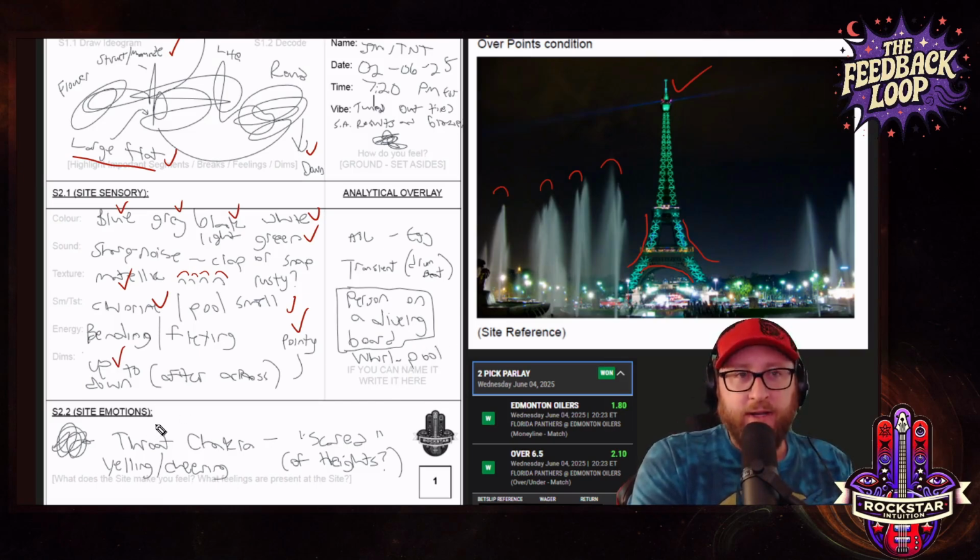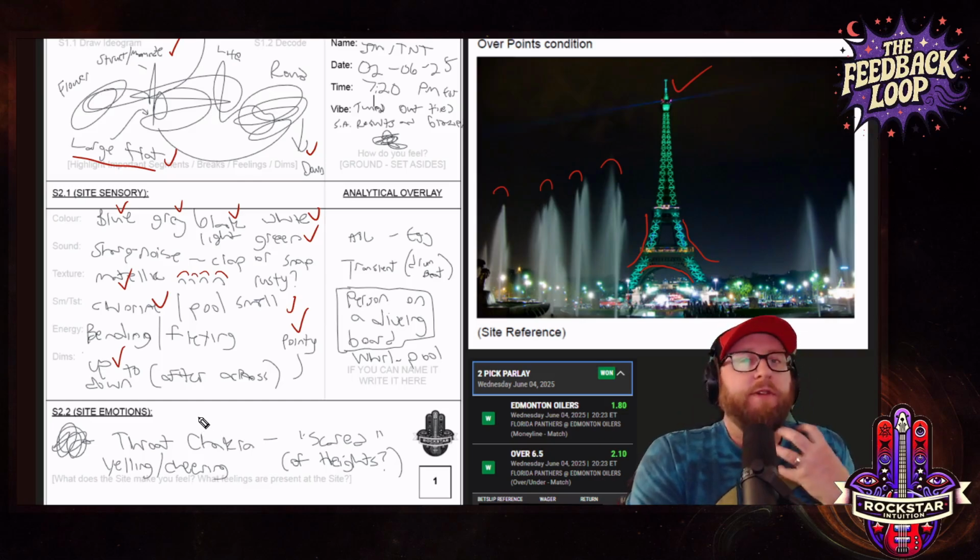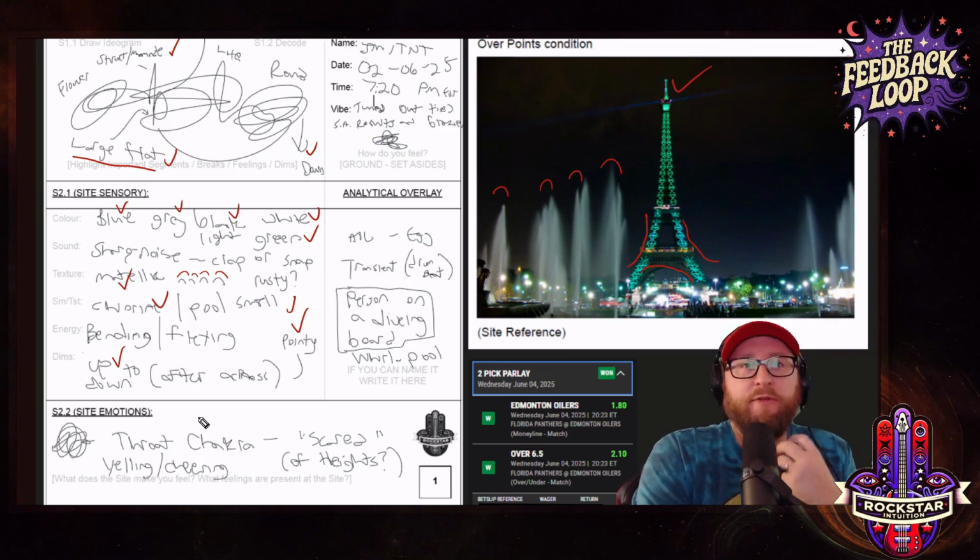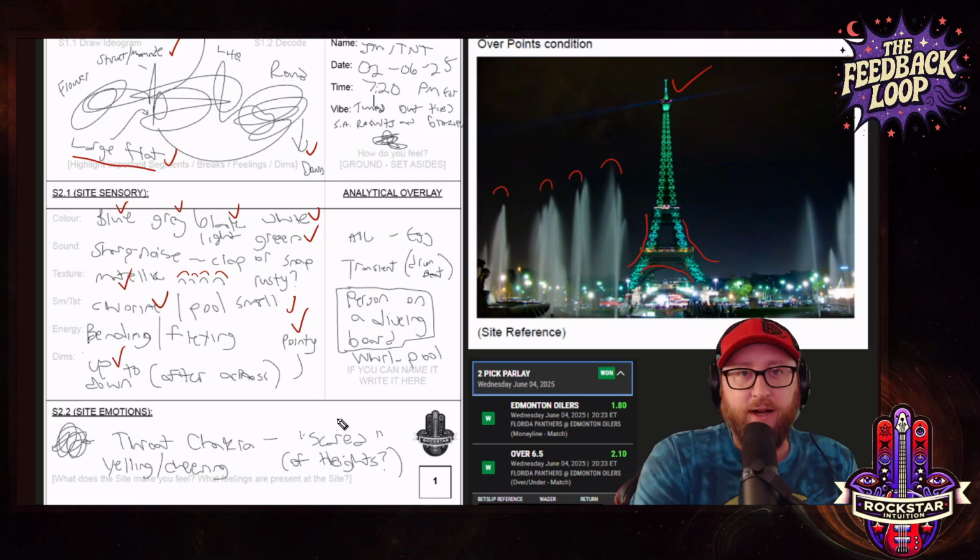And finally, after this kind of sensory information, I moved on to my emotional information. So what do I feel at this site? I got this kind of feeling of intensity, like this fear in my throat almost, that felt like a fear of heights. So I wrote scared of heights, which again I think correlates pretty well here.